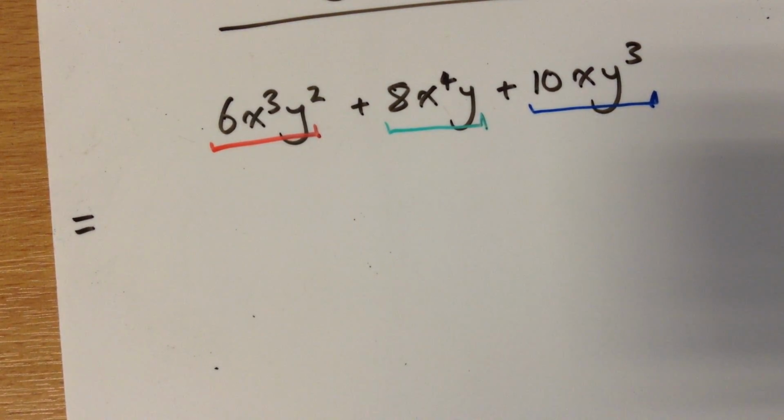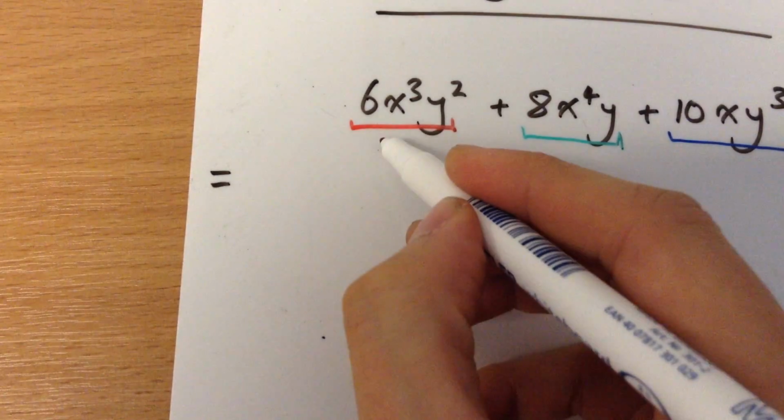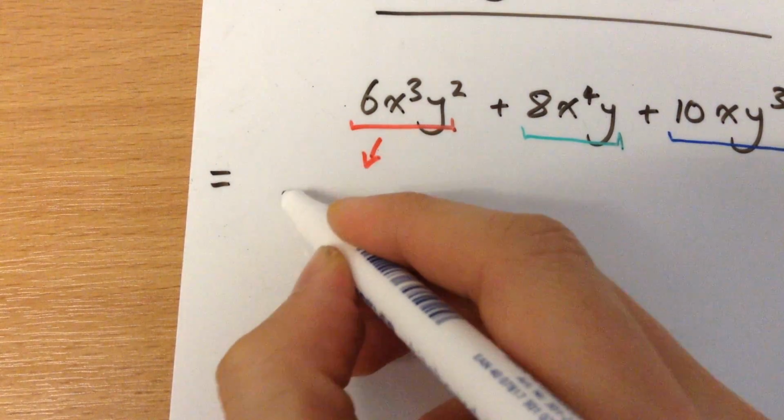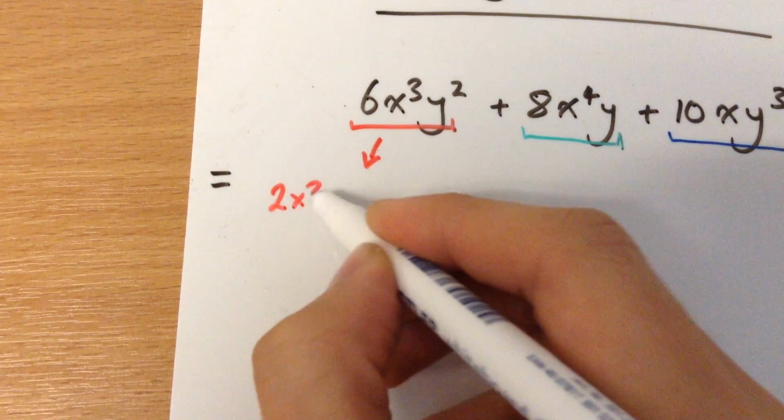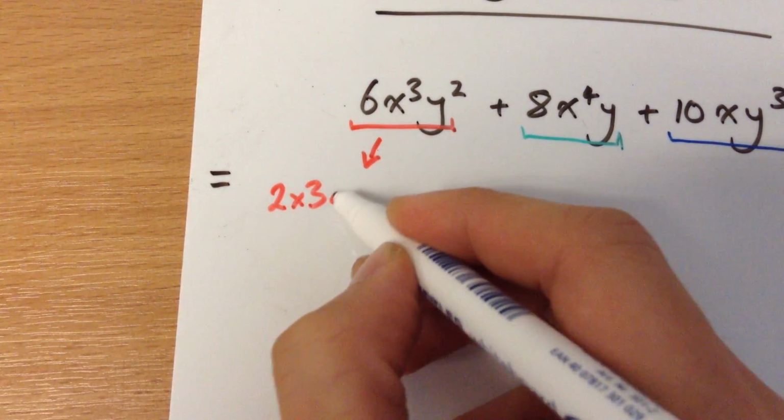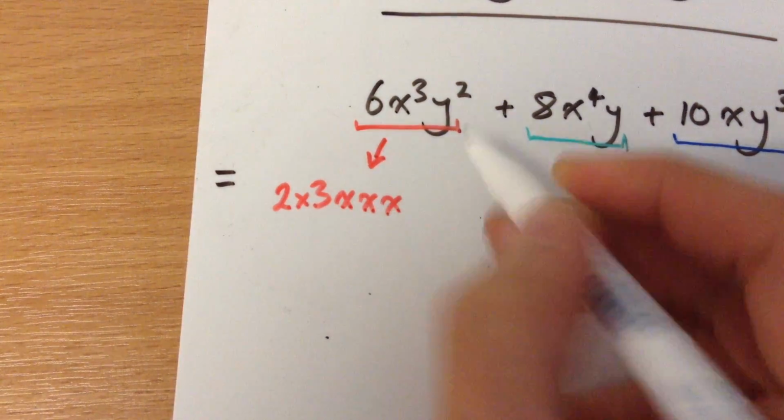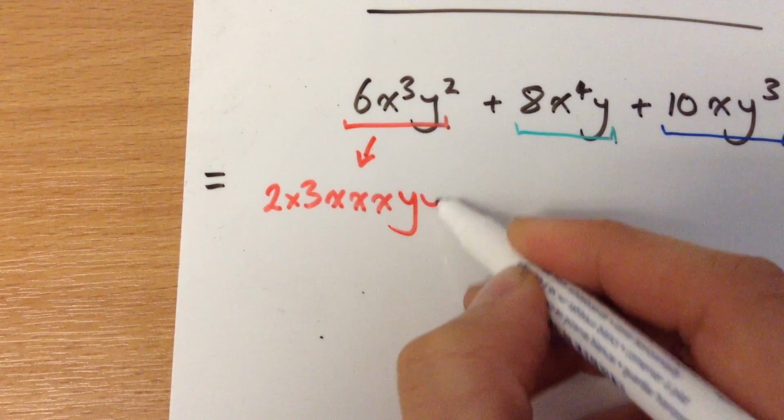So my 6x cubed y squared can be written as 6 can be written as 2 times 3 as its most basic factors. X cubed is x times itself 3 times. Y squared is y times itself twice.